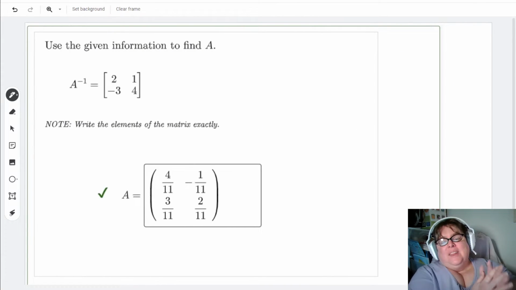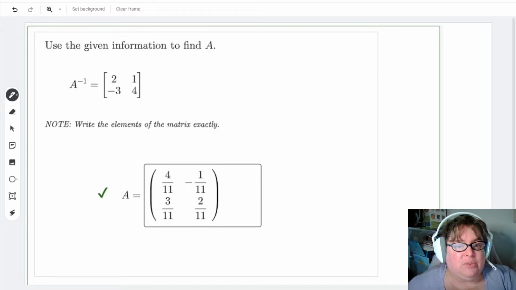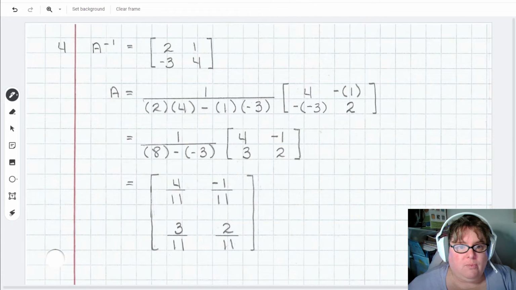Okay, so now for question number 4, we have a slightly different matrix that's a little more complicated because we don't have a whole bunch of zeros. We have 2, 1, negative 3, 4. So once again, we have a 2 by 2 matrix, which will result in a 2 by 2 identity, but we're not going to have a bunch of zeros.